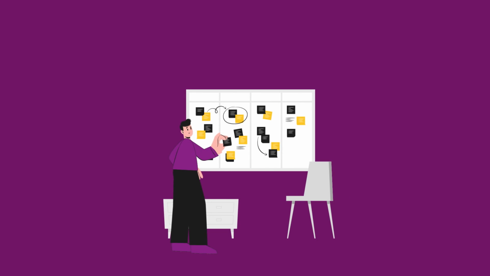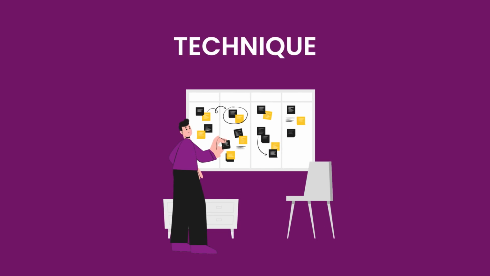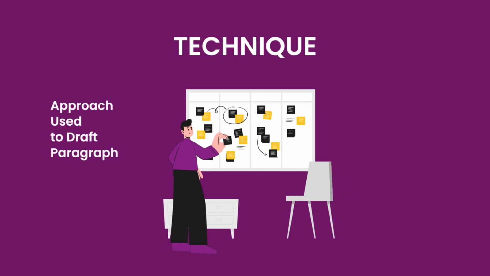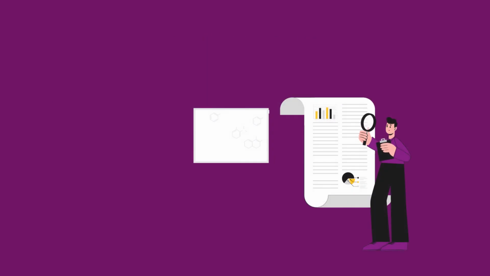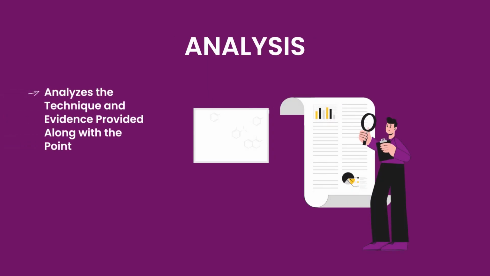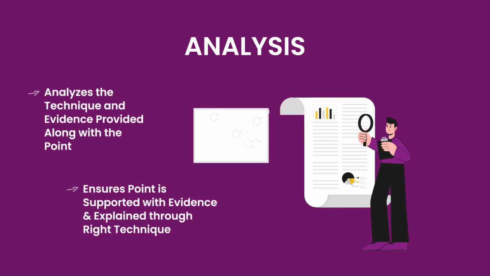The next letter T stands for technique. This should be used to analyze the approach being used in the paragraph. The technique can be tone, mood of writer, etc. The letter A stands for analysis. This is used to analyze the point and evidence stated by studying the technique. It states how the evidence and technique support the point.